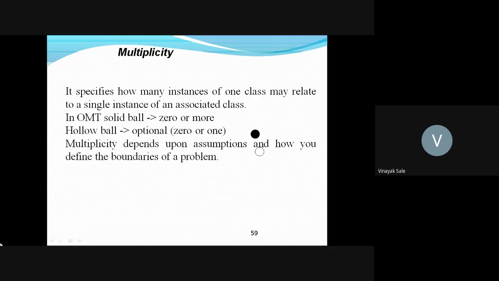In OMT, a solid ball, that is a black ball, indicates 0 or more, and a hollow ball, that is an empty circle, indicates optional, that is 0 or 1. Multiplicity depends on assumption and how you define the boundaries of the problem.